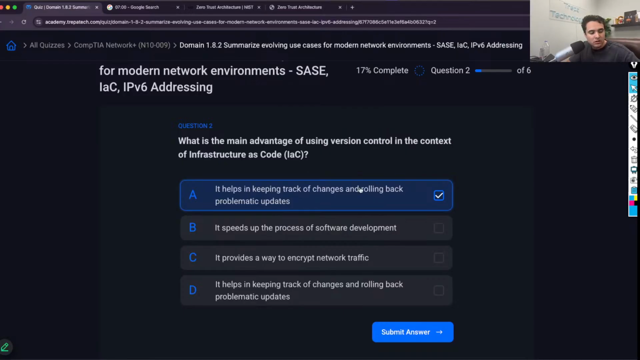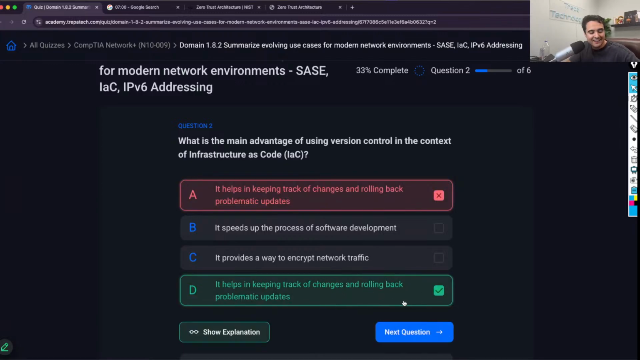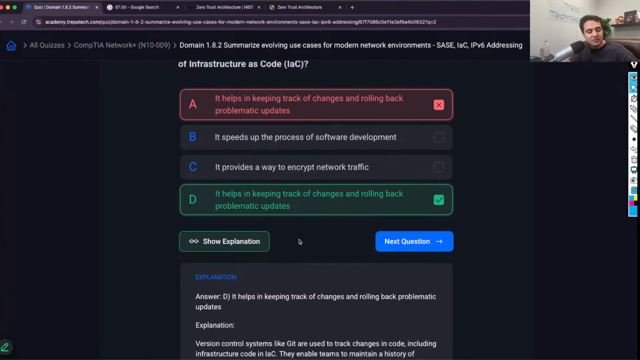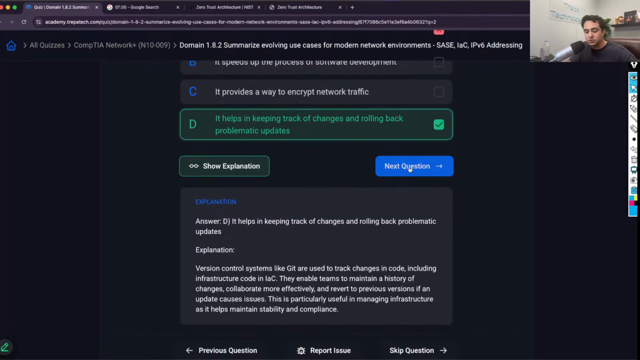So I have the same answer twice here. I need to take note and fix that. Okay, I'll make note of that. But yeah, it's A or D here. I'll go fix that. If you bought our course, yeah, I'll fix that. But it helps in keeping track of changes and rolling back problematic updates. That's what version control helps with.